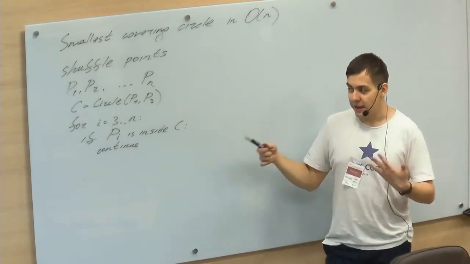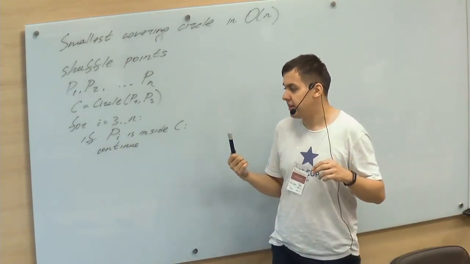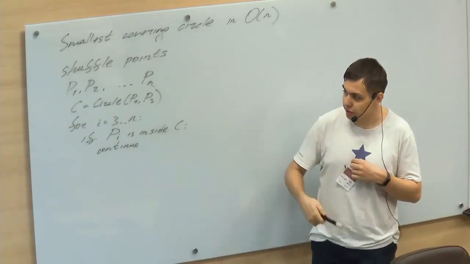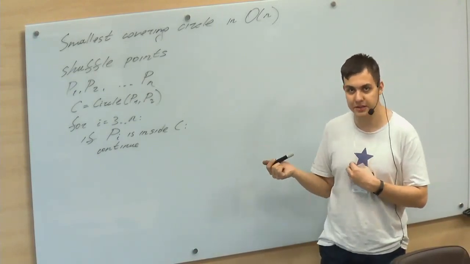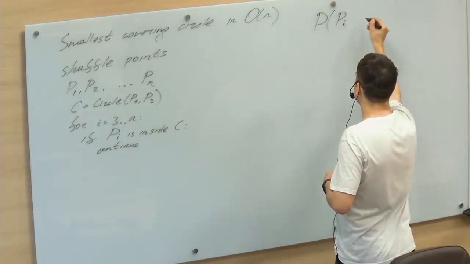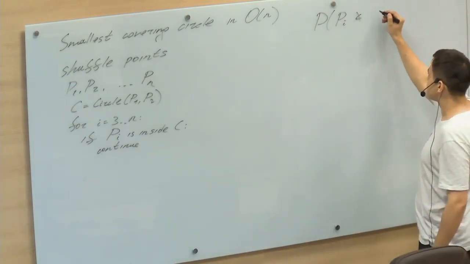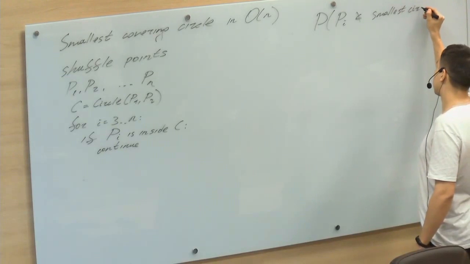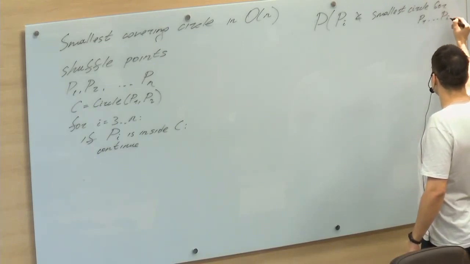Okay, what if it is not? Well, what is the probability that the ith point is not inside the smallest circle formed by the first i-1 points? So what is the probability that Pi does not belong to the smallest circle for P1 through Pi-1?